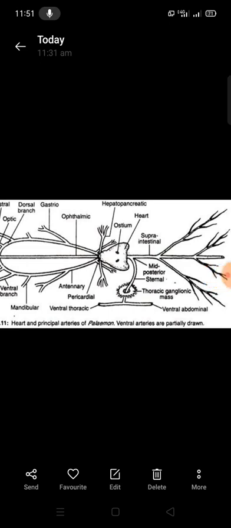The ventral thoracic artery supplies the blood to the thoracic sternum and also supplies blood to the thoracic appendages. The sternal artery divides into 2 branches: the ventral thoracic artery, which supplies oxygenated blood to the thoracic sternum and the thoracic appendages, and the ventral abdominal artery, which supplies the blood to the abdominal sternum and the abdominal appendages. The fifth one is the blood sinuses.